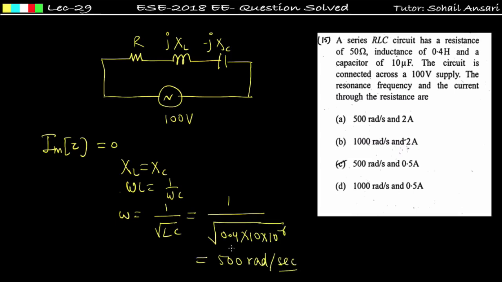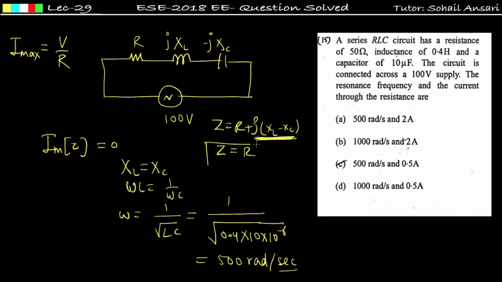Okay, now the second thing is we have to find the current at resonance. So at resonance, current is maximum. We know that I max is equal to V upon R, because Z is equal to R plus j into XL minus XC. At resonance, XL is equal to XC, so this j term will cancel out. So the impedance will be equal to the resistance, purely resistive circuit. The circuit will behave like a resistive circuit.